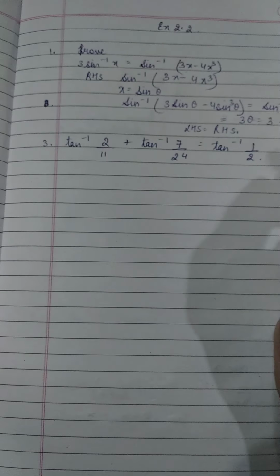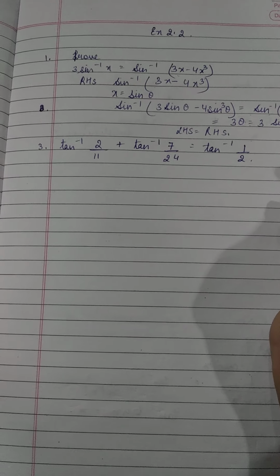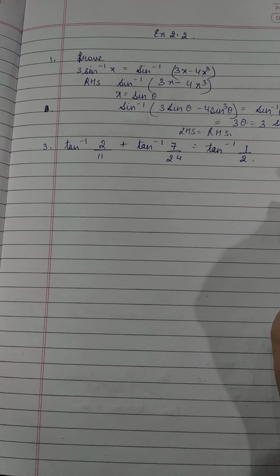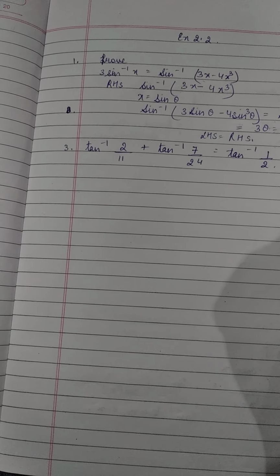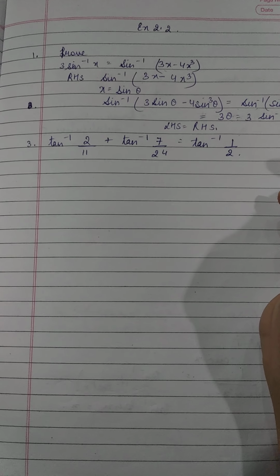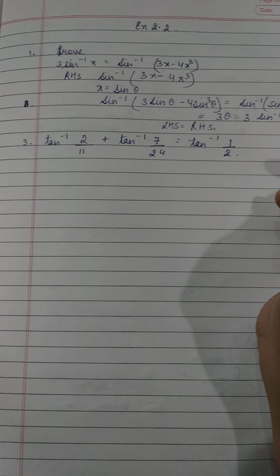Right? Moving on to question number 2. Question number 2 has to be done similarly, where 3 cos inverse x has to be proved equal to cos inverse of (4x cube minus 3x). Again, we can take x as cos theta and apply the similar formula and solve it out. So please do it for practice.